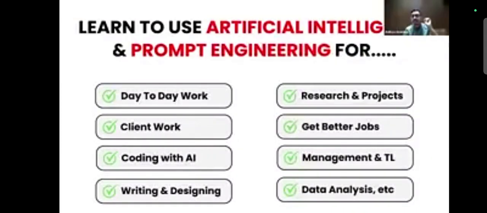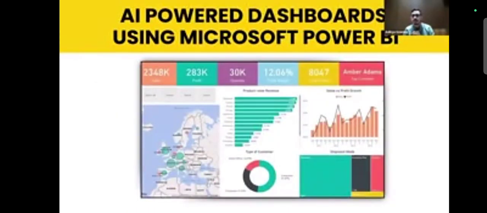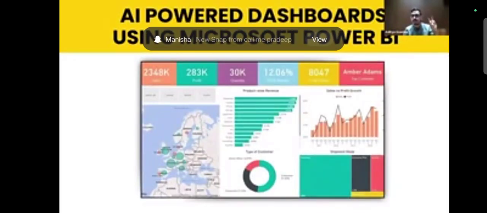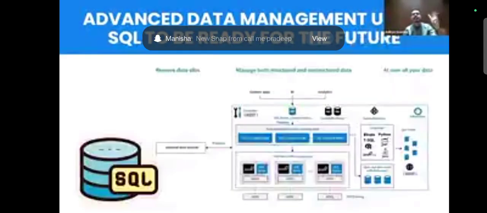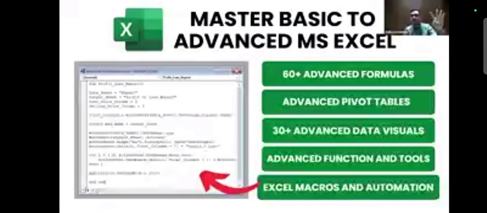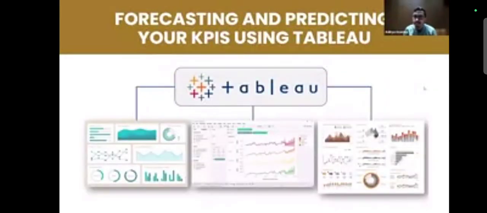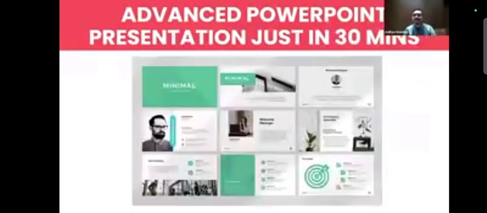Guys, skill number 1, learn to use AI and prompt engineering for doing all these different sorts of work. Skill number 2, learn to make AI powered dashboards using Microsoft Power BI. Skill number 3, advanced data management using SQL to be ready for the future. Skill number 4, basics to advanced Microsoft Excel. Skill number 5, forecasting and predicting your KPIs using Tableau. And skill number 6, advanced PowerPoint presentations, and that too in just 30 minutes.